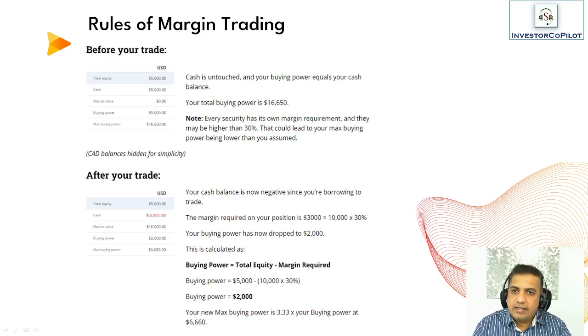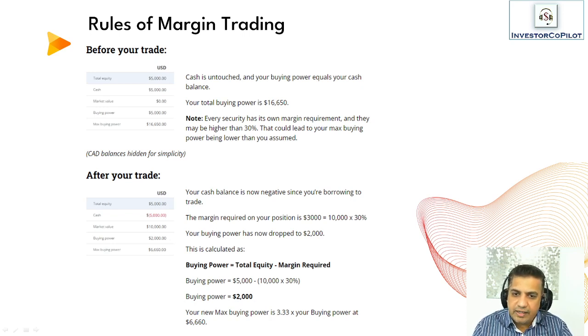Now let's look at another trading scenario here. Let's say that a trader is there on the market. They've not made any trades. They have a total equity and cash of $5,000, which is the same thing right now. Buying power is also $5,000, and max buying power sits at 16,650, right? So this is the starting out scenario.